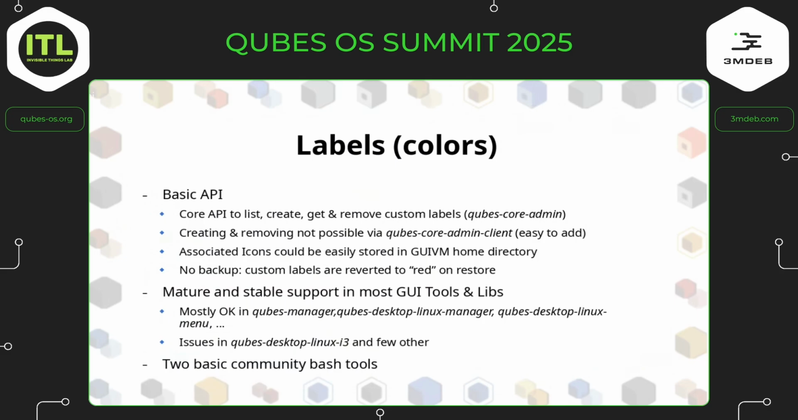Custom labels are almost okay. We already have basic API, core API to list, create, use, or remove custom labels. Some of them are missing from core admin client, but easy to add. We need a mechanism to back up and restore custom labels. We already have two basic bash tools to manage custom labels. I developed and maintained one of them.